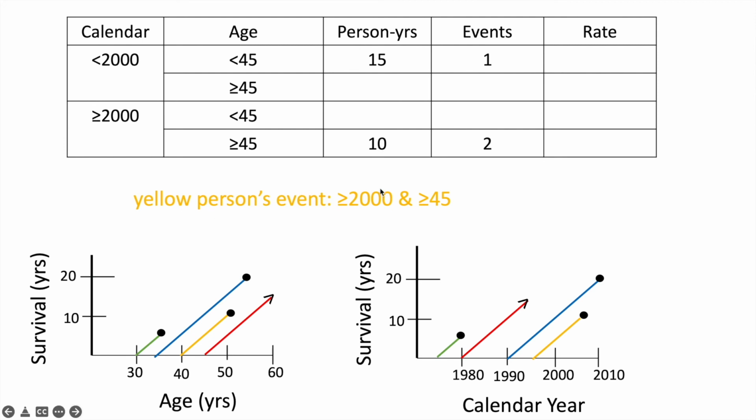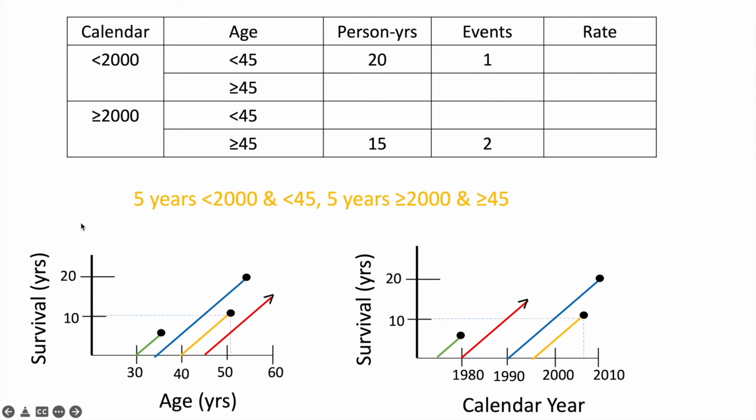The yellow person had an event, and it was after the year 2000, and they were older than 45. So they contribute an event to this over 2000 strata and over 45 substrata.